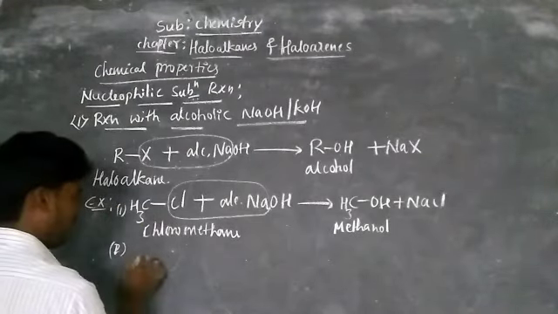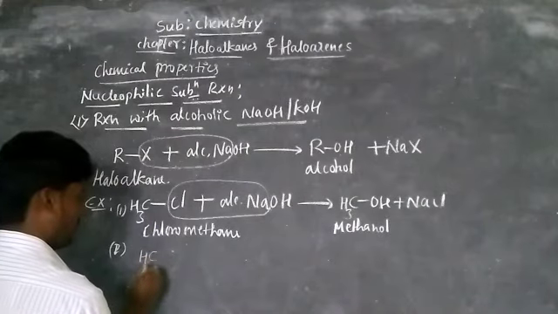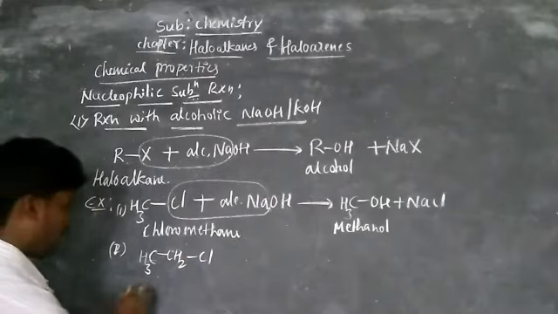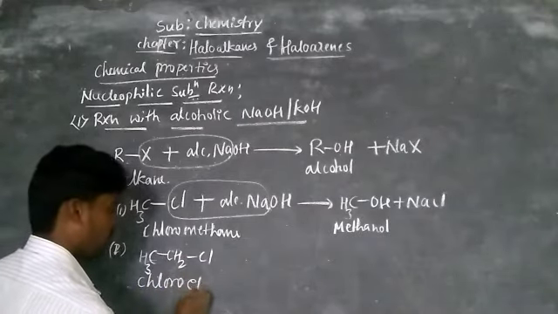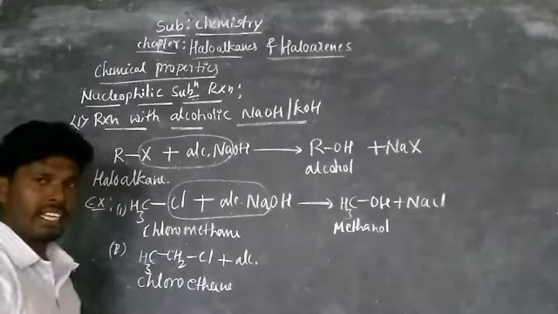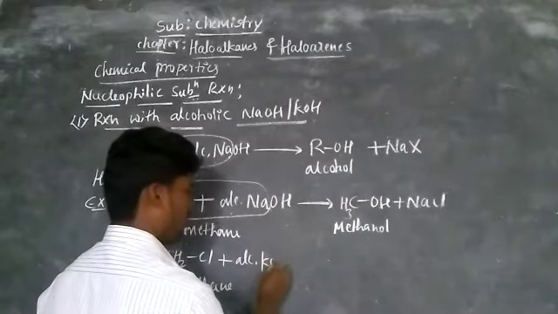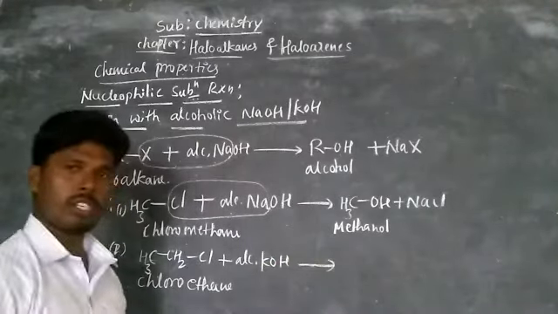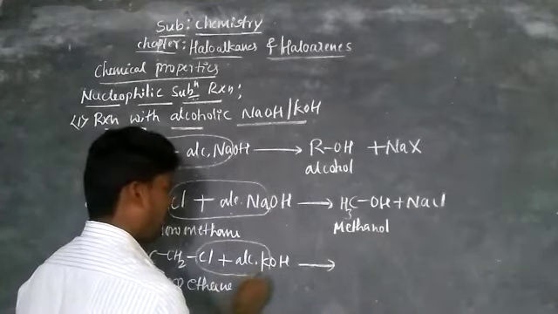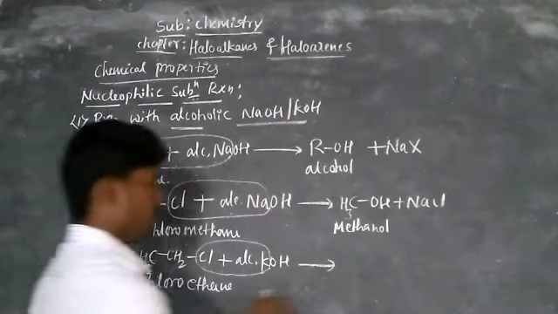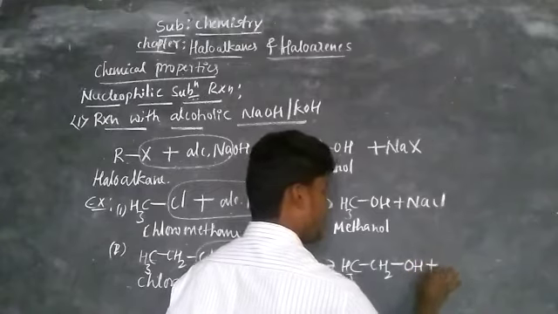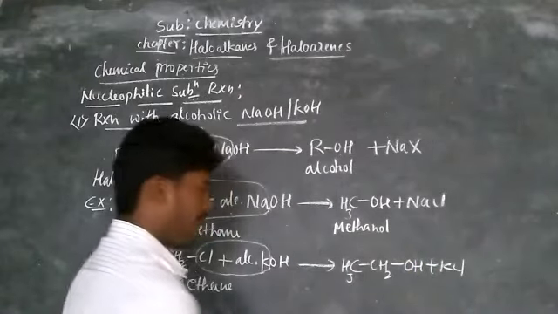Take chloroethane, that is CH3CH2 bond Cl. What is the name? Chloroethane, which is treated with alcoholic NaOH or KOH. Now take KOH. Your wish, take any base. Now what do you get here? K plus Cl becomes KCl, and the remaining thing is CH3 bond CH2 bond OH plus KCl. So what is the name? Ethanol.